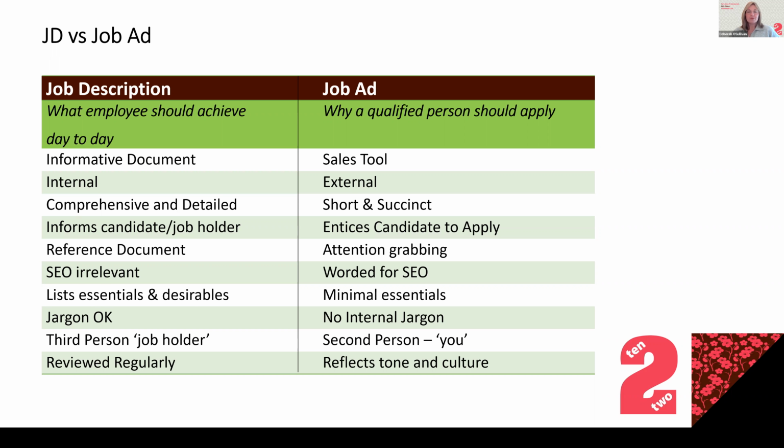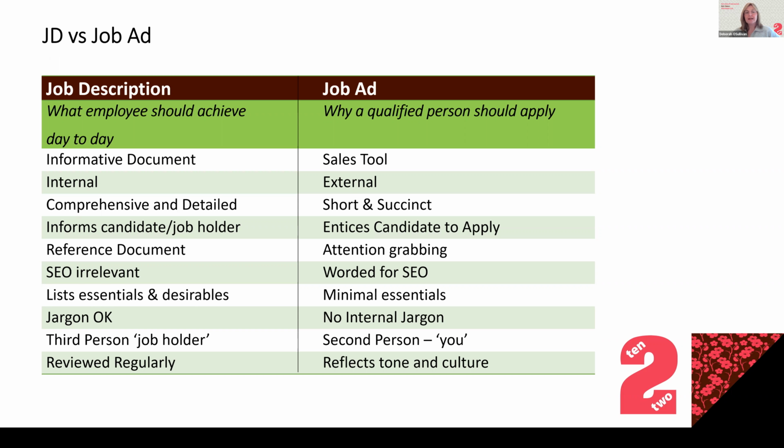So your job description is, what does the business want this job to do? It's informative, comprehensive and detailed. It tells the job holder what's expected of them and helps the manager know what the job holder is supposed to do. It's a reference document. You can put jargon in it if it's business related, and it's written in the third person.